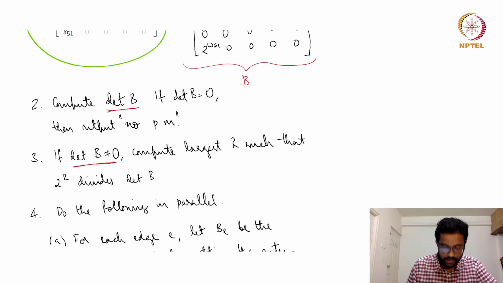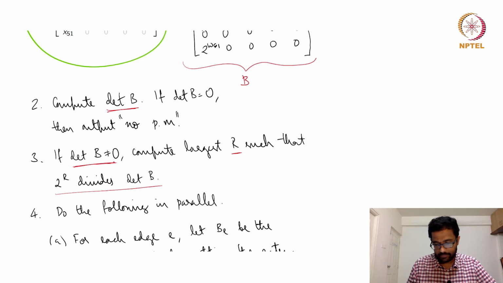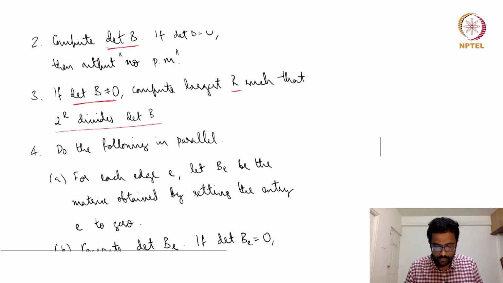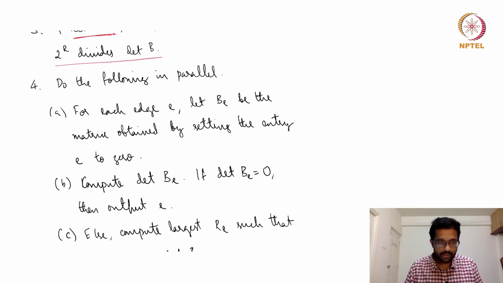So of course we already compute the determinant. Now you check the largest number r such that 2 power r is a factor of determinant b. Okay, so compute the largest number r such that 2 power r divides determinant of b. Okay, so till this point it is done serially. Now what we will do is the rest will be in parallel. Okay, so the rest can be done separately by one processor per edge of the graph.